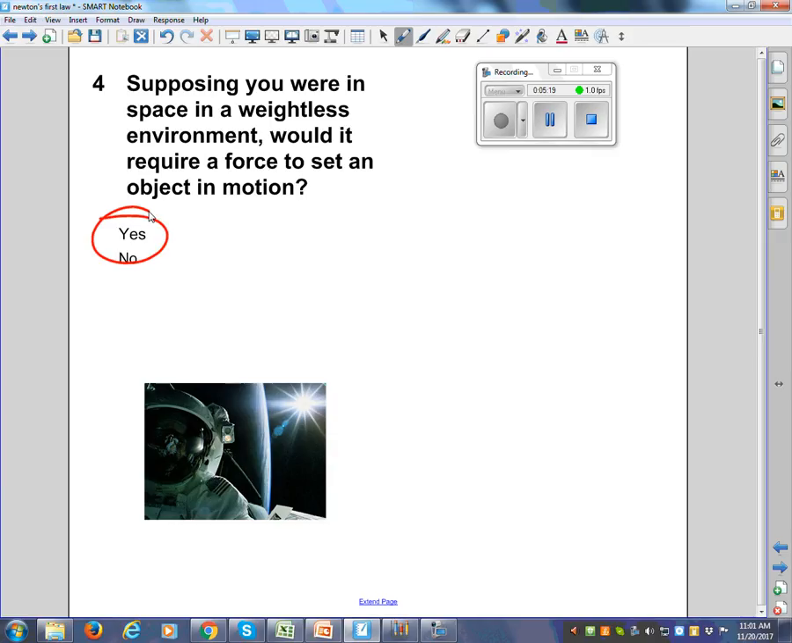You see video of this all the time. Right? The only way to get it to move is to give it a push. Right? If I have time, I'll show you a video of that.